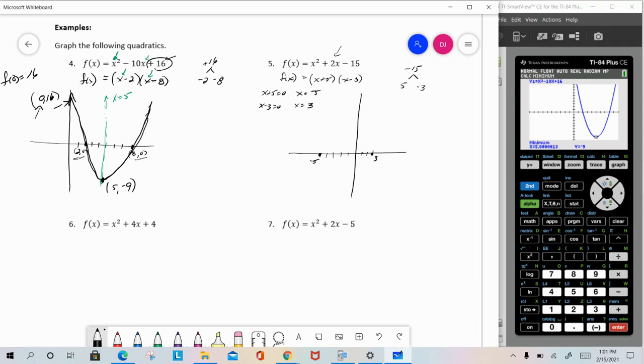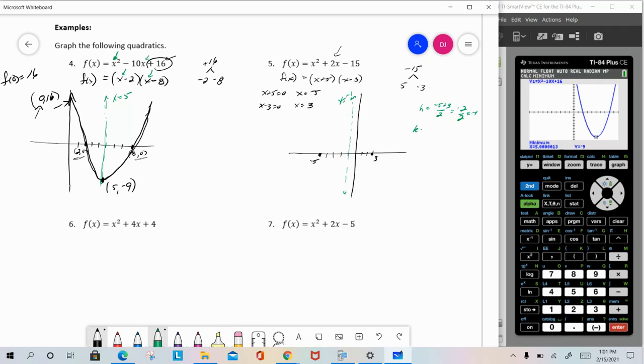Now I want to find halfway between those. Halfway, okay, to find h, I'm going to find halfway between -5 and 3 by adding them together and dividing by 2. And so -1 is halfway between -5 and 3. So x equals -1 is my axis of symmetry.